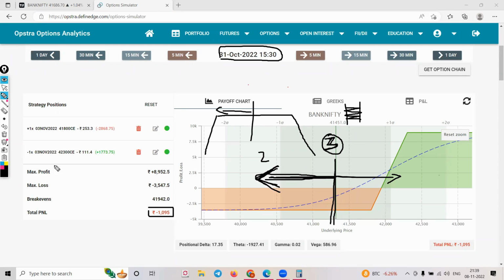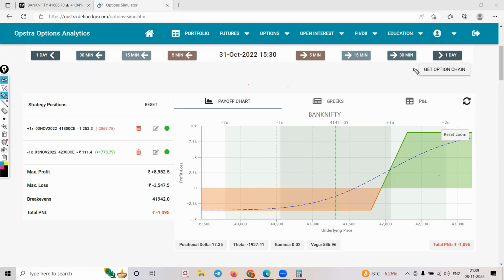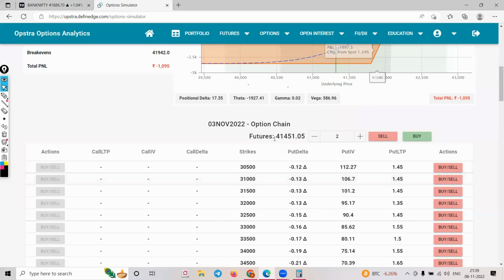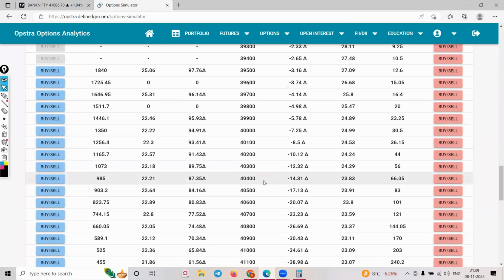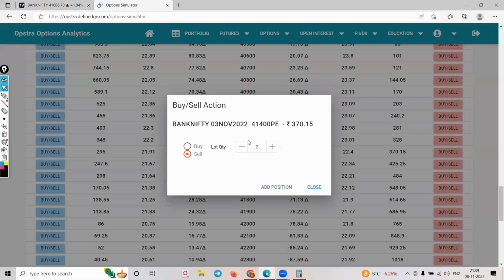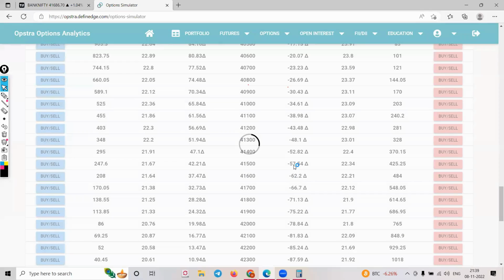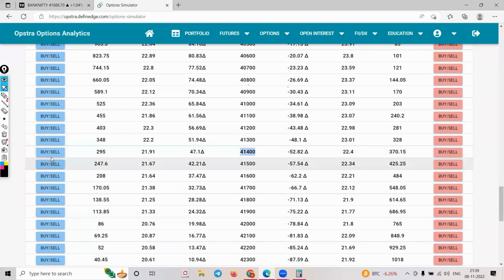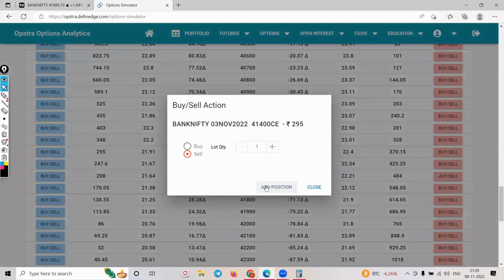Now I'll show you one thing. What if I deploy a straddle? So where is the market standing now? The market stands at 41,450, so I'll look at 41,500, 41,000. Check the premiums. Okay, 370. Let me take this. I'll just sell the straddle, 41,400, and I'll sell this.